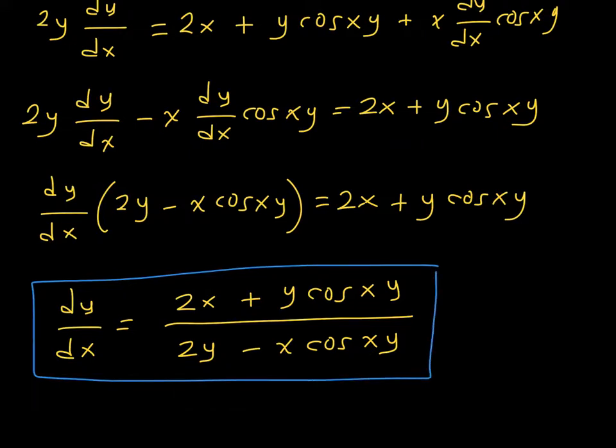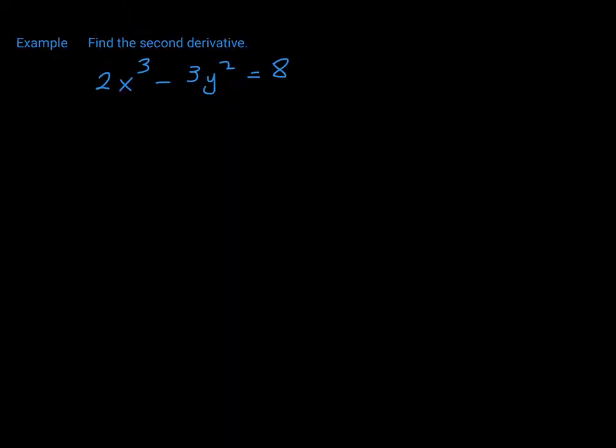All right, cool. I think it's time for another example. Let's use implicit differentiation again. We have the equation 2x cubed minus 3y squared is equal to 8. And they're asking us to find the second derivative, so they're asking us to find y double prime. Okay, implicit differentiation says don't bother solving for y. Implicit differentiation says that we'll only have one derivative function for any point along this curve.